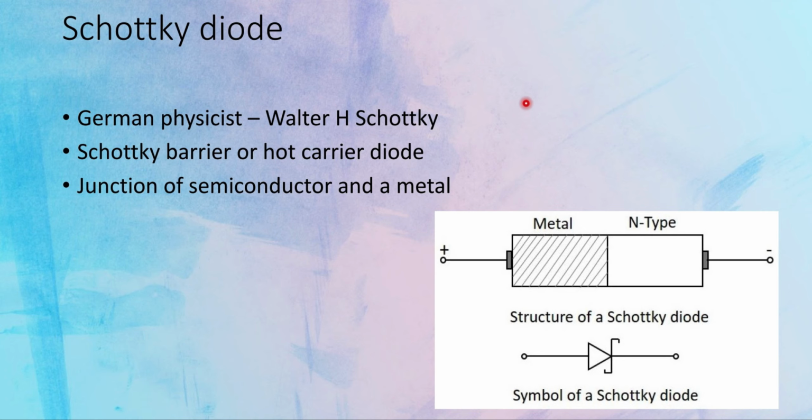Usually diodes are a combination of p-type and n-type, but this diode is a combination of a metal and a semiconductor. So you see this is the symbol of a Schottky diode, where this is the cathode and this is the anode. So we don't have a p-type and n-type, instead we have a metal and an n-type semiconductor.